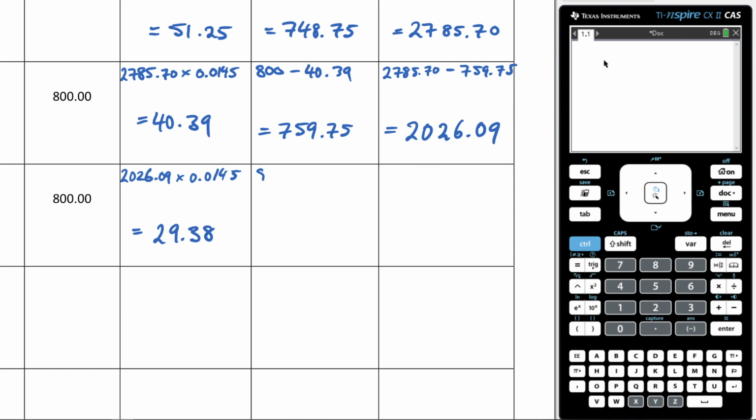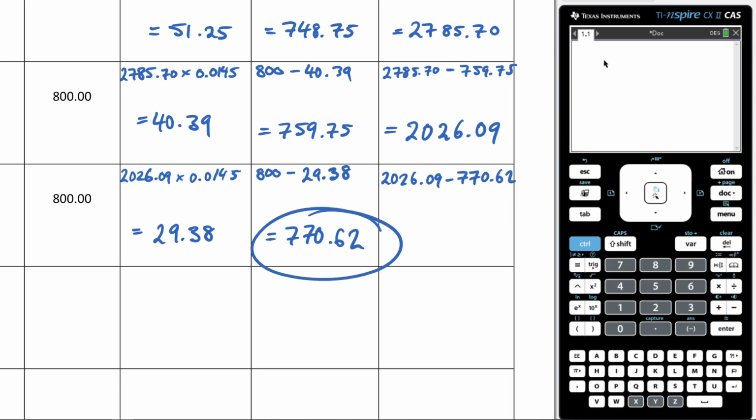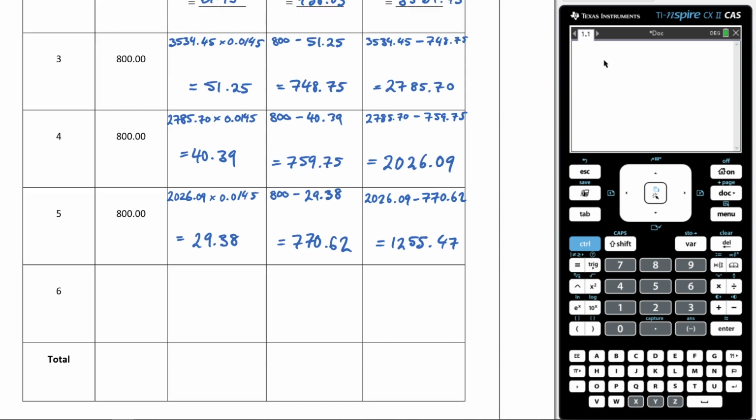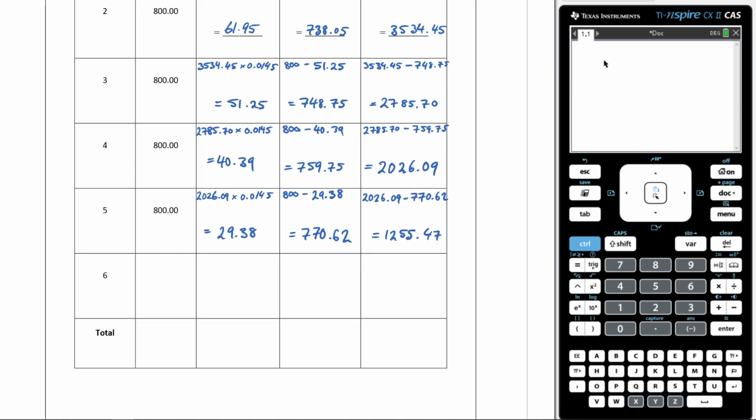To figure out my principal reduction, I take the 800 that I'm withdrawing and subtract the interest that I'm earning, and that's going to end up being 770.62. Then to figure out my new value, I take 2026.09 and reduce it by 770.62. So I'm just reducing it by the principal reduction here. What I'm going to end up with is 1255.47. Phew. All right. We now come to the interesting part, and that is the final payment. Let's take a breather and I'll come back to that in a moment.